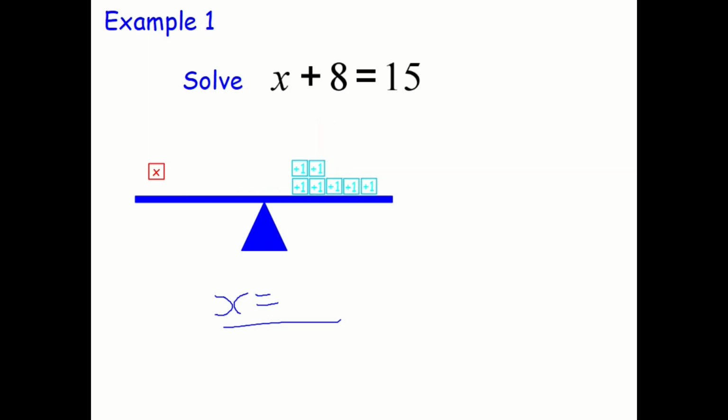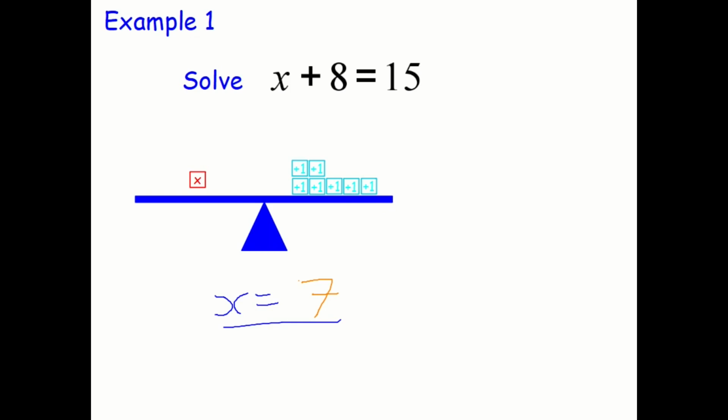And there we are. We've got x now on its own. And what is x equal to? It's equal to what we've got left on the right-hand side, which is 1, 2, 3, 4, 5, 6, 7. 7 is what we've got left on the right-hand side. So x is equal to 7.